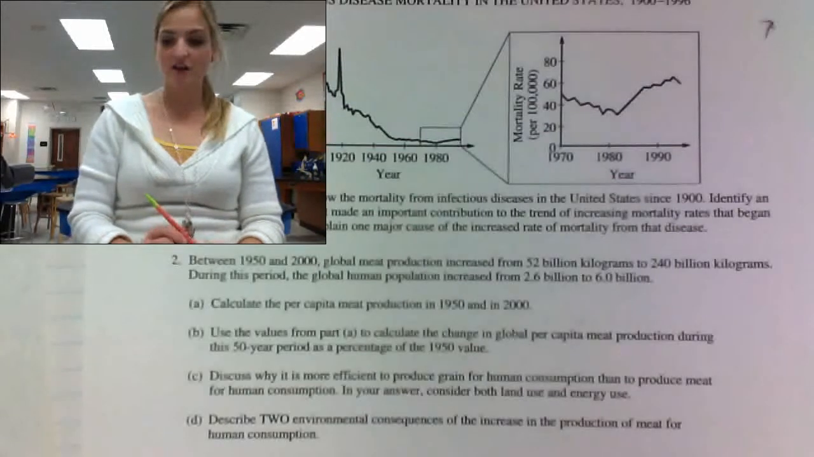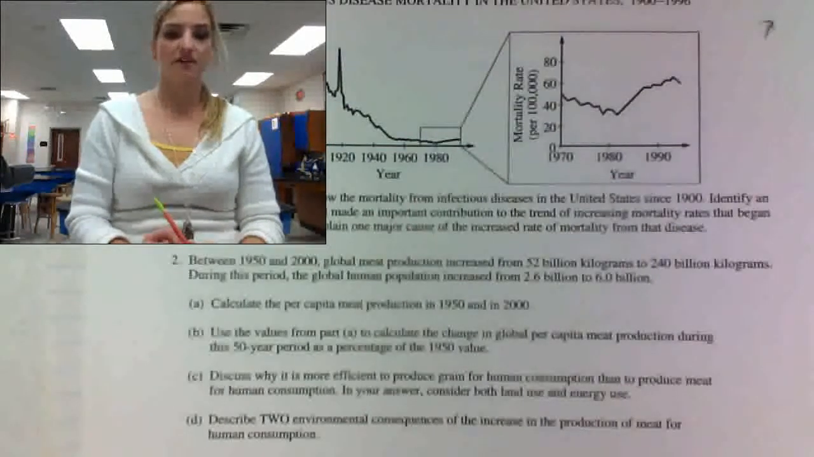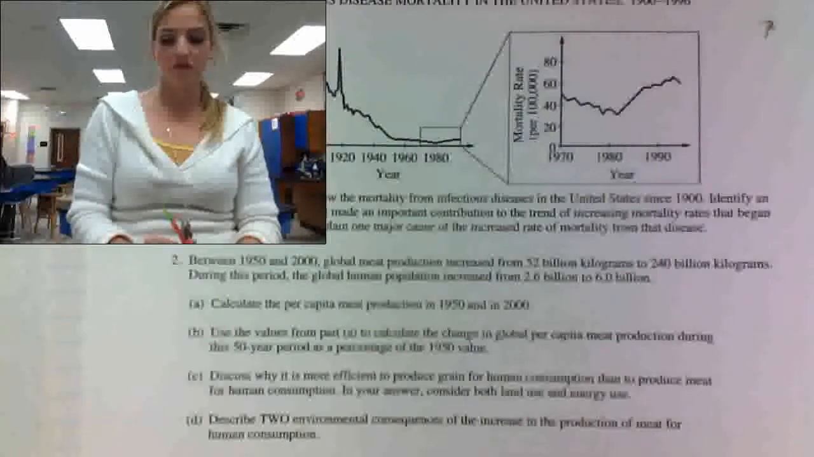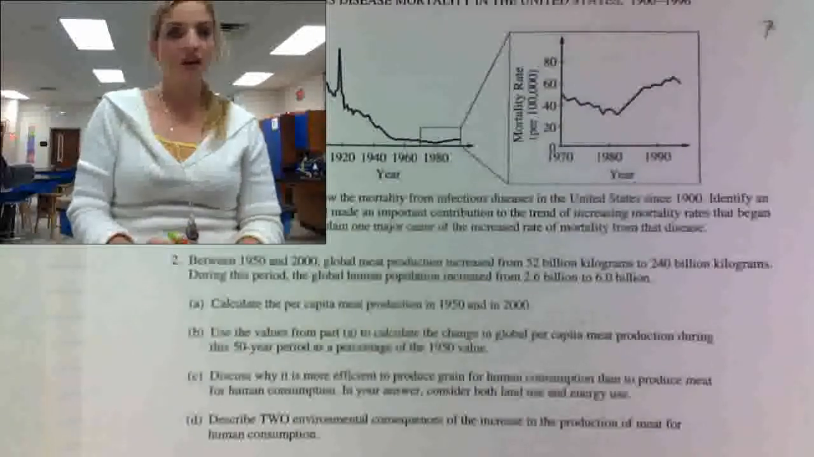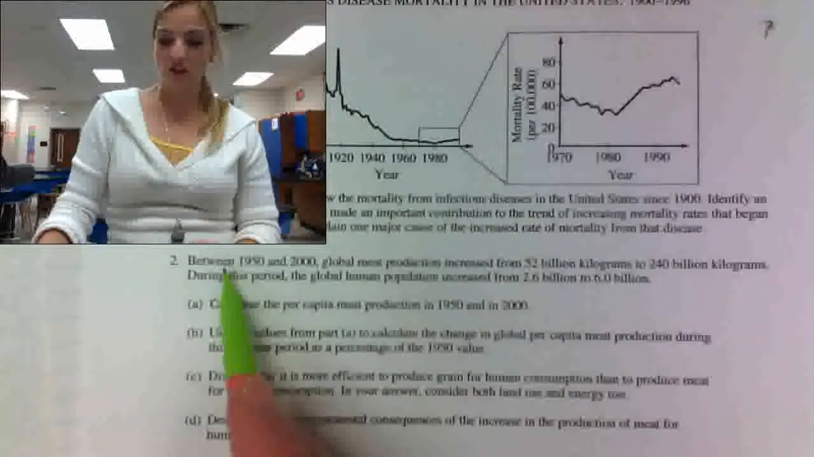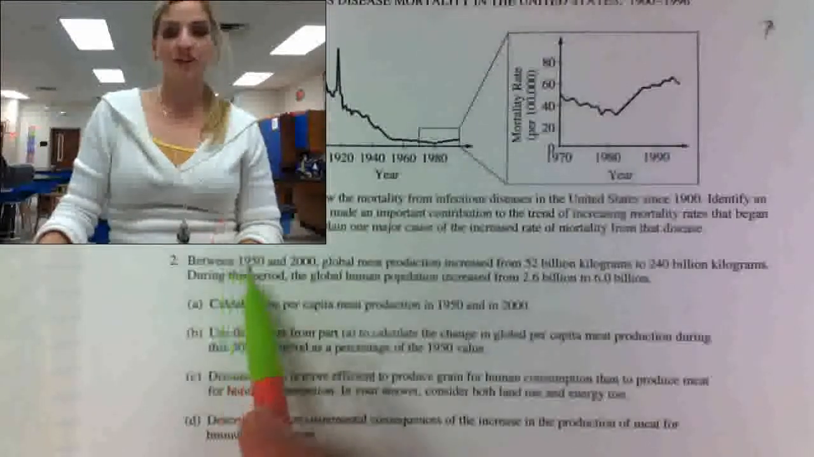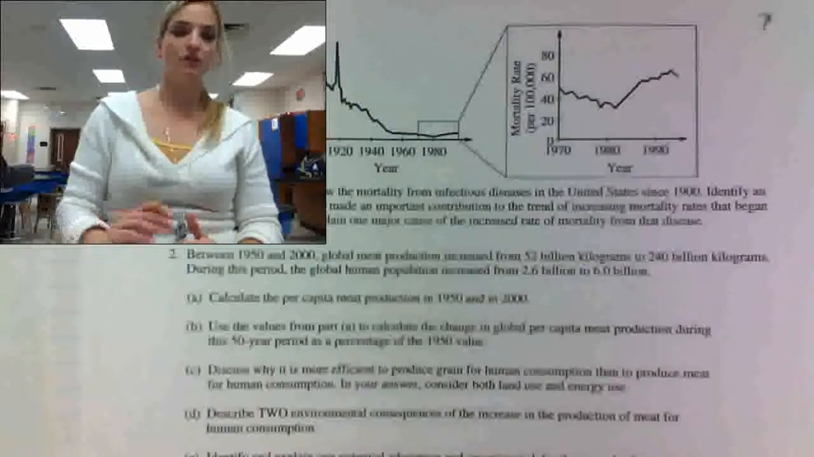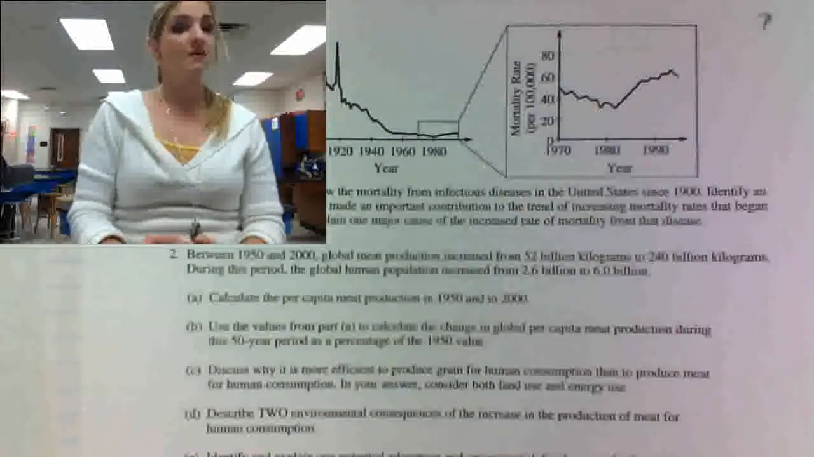Hi, so I'm going to work out 2005, number 2 on the released exam from that year. What I'm looking at here is a situation about meat production per capita. First of all, if you don't remember what per capita means, that means per person.